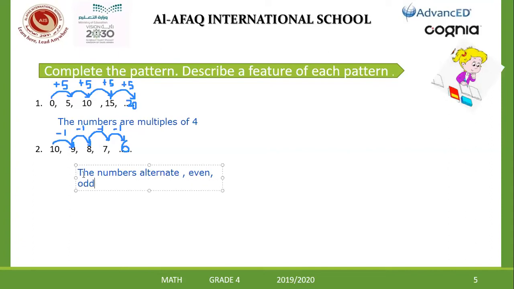So what is the meaning of alternate here? It has two rules together. It means alternate means both even and odd. So one time you get an even number, next time you get an odd number, next even, next odd, next even, and so on. So here the numbers alternate between what? Even and odd.